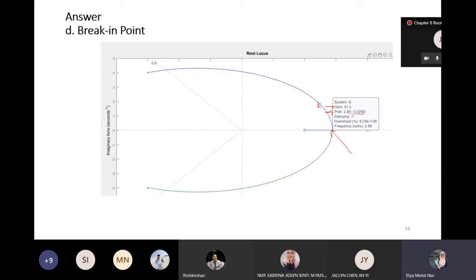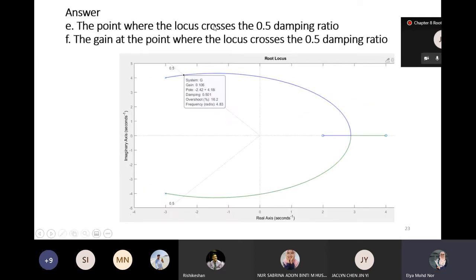So it means that the break-in point is at 2.89, minus K 0.0292. That's what it means. Okay, 2.89 is the breaking point. So next is the point where the root locus crosses the 0.5 damping ratio. If you remember, please recall again, because next week we are ready to go to design. So please make sure you revise chapters 4, 5, 6, chapter 4 about the transient response.